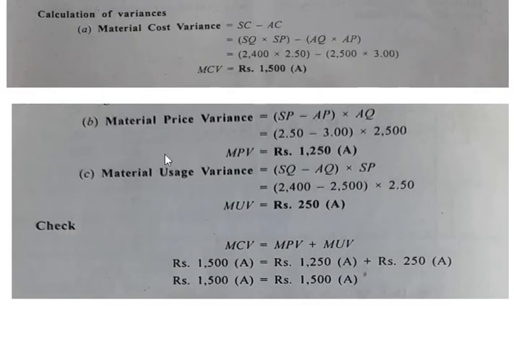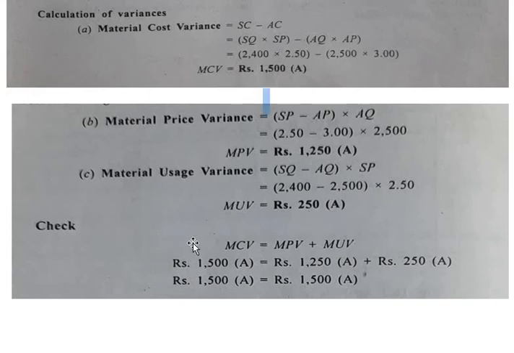Then the next one is the material price variance. The formula for material price variance is standard price minus actual price into actual quantity. So the standard price is 2.50, the actual price is 3 and the actual quantity is 2,500. So we'll get here 1,250 adverse since it is a minus sign. Then the material usage variance, we have standard quantity minus actual quantity into standard price. So the standard quantity is 2,400, the actual quantity is 2,500 and the standard price is 2.50. So again it is a minus sign, so it's 250 adverse.